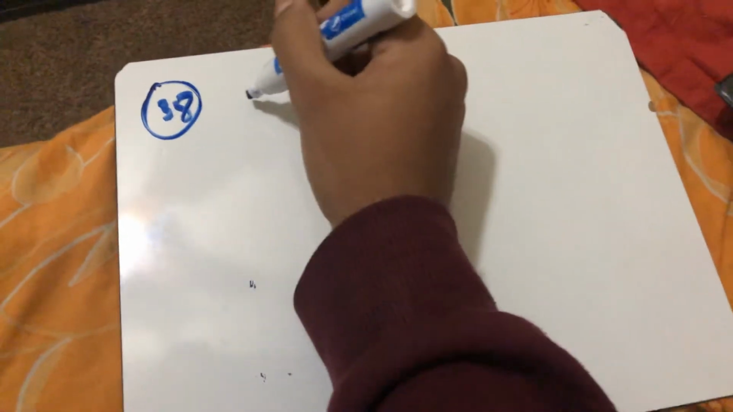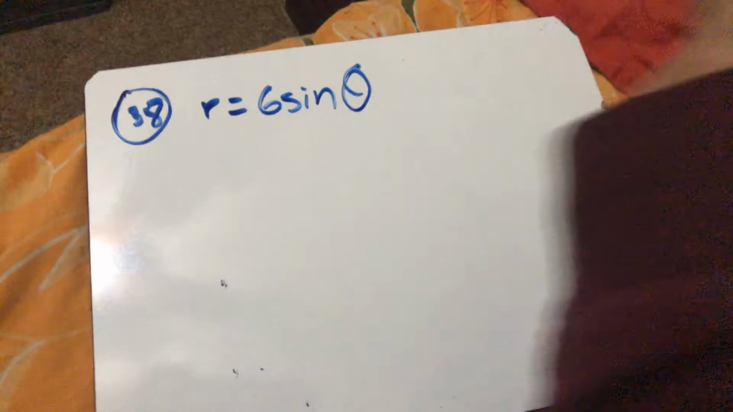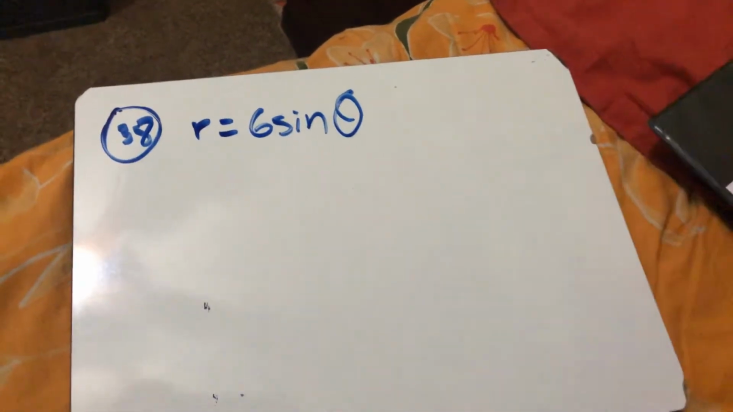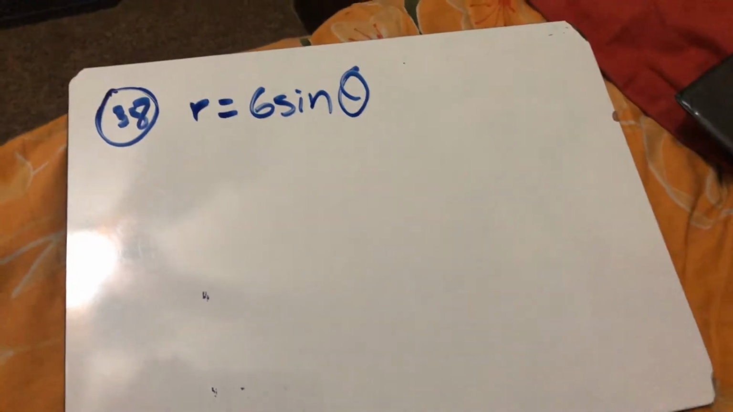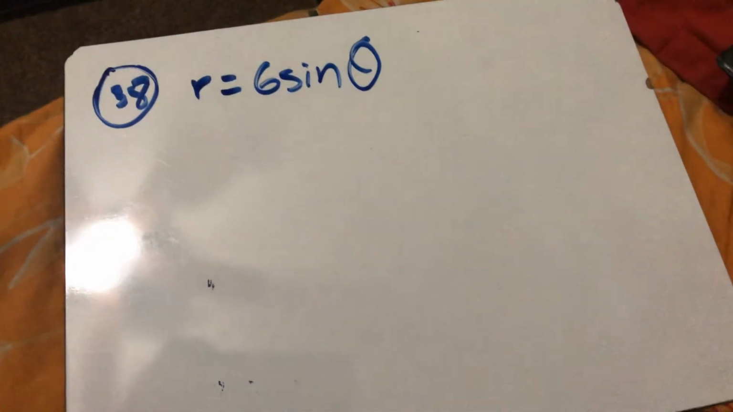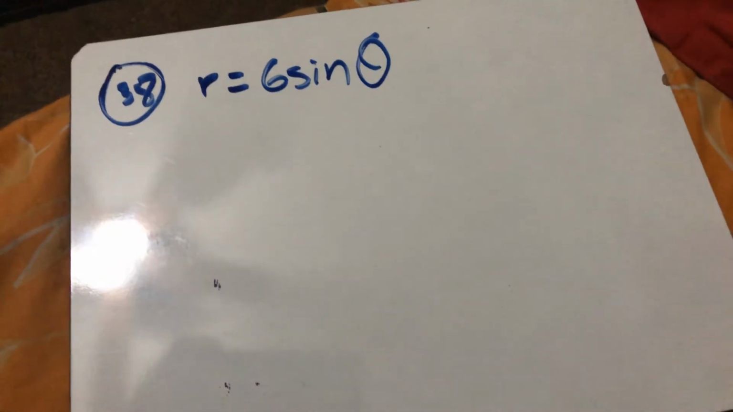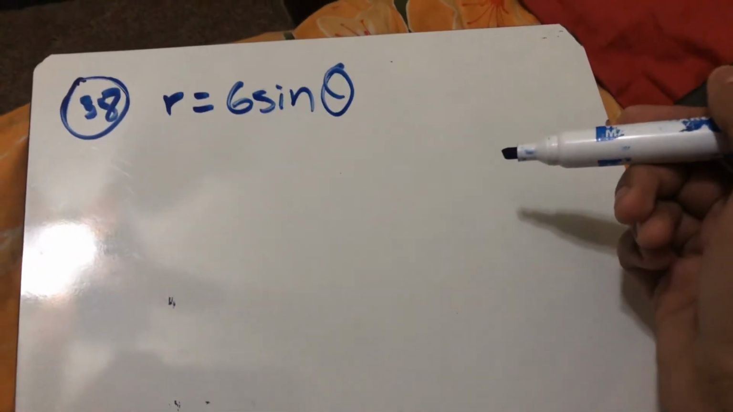Okay, all right, I think that's good enough. All right, let's look at 38 real quick. So if I'm doing 38, I have r equals 6 sine theta. Now, here's the question. How do I get this to rectangular form, right? So let me think about this, because this one's a little trickier. It might not seem as obvious, but let me try something.